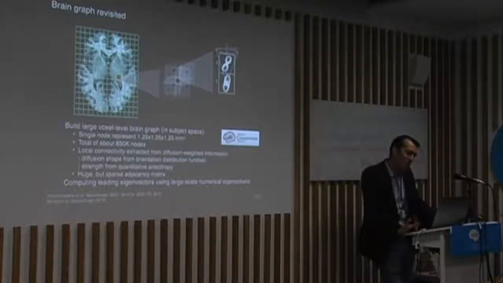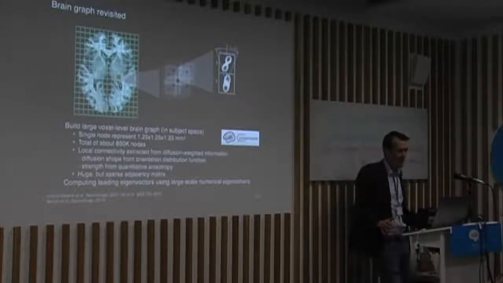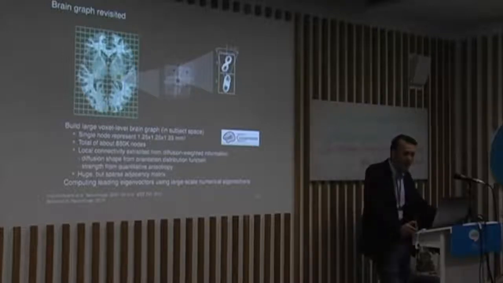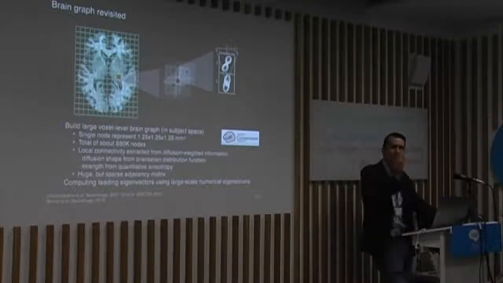So this is just one attempt to go to a voxel level brain graph. And the way we do this is we consider basically all voxels intracranial, gray matter and white matter. So if you stay at the resolution of the HCP, that gives you about 1 million nodes, a bit less. And we get the local connectivity, so just connectivity between a voxel and its surrounding voxels from the diffusion-weighted measurements.